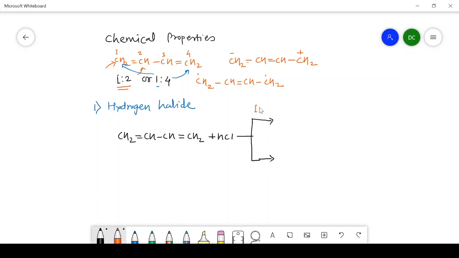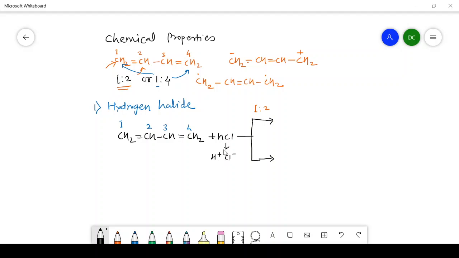So let's see first 1,2 addition. One indicates first carbon, two indicates second carbon. For that purpose, I will number here 1, 2, 3 and 4. Now consider this HCl. This HCl I will write as H plus and Cl minus because chlorine is more electronegative than hydrogen. That's why there is a charge separation.